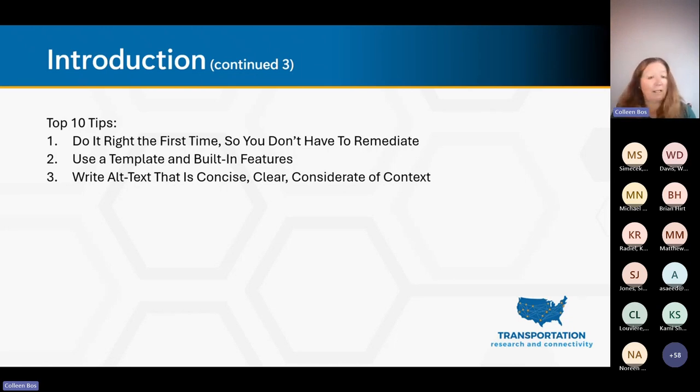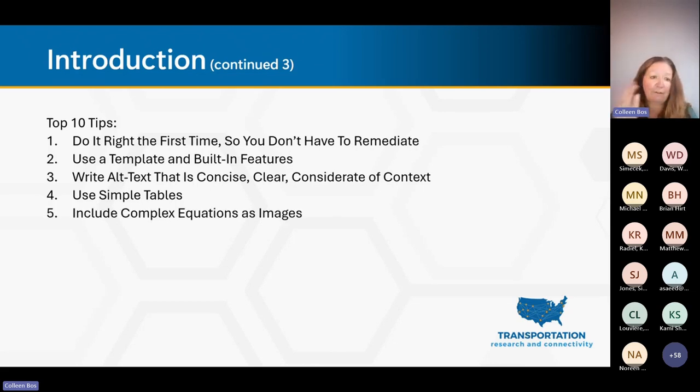Number 4, even the most complex data can be put into a simple table with a single header, data in each cell, and no merged cells. Complex tables just don't work for accessibility, and we're going to touch on that a little bit more today because it came up in some of the follow-up questions.